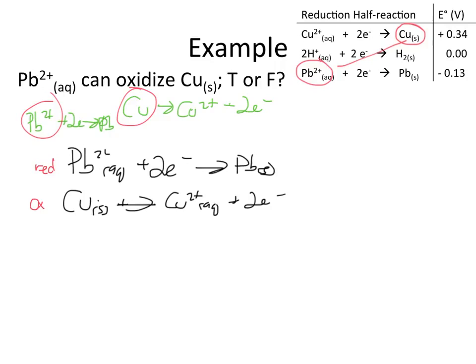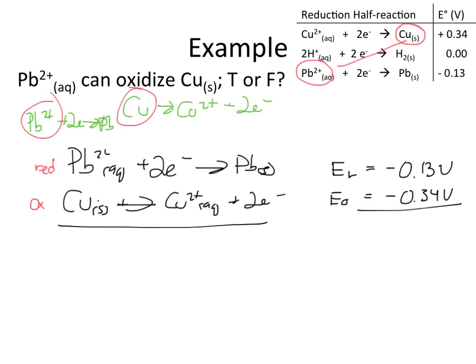Now, our E values for this: the reduction potential for Pb2+ is going to be negative 0.13 volts, exactly as we see it over here, because our reaction has not changed. It's in the same format. Our Cu reaction has been flipped, so our oxidation potential is going to be not plus 0.34, but negative 0.34 volts. We want to make sure that our electrons are balanced. Here we have 2 being gained and 2 being lost, so that's perfect. We don't really have to do anything there.